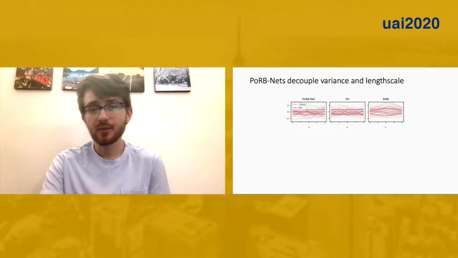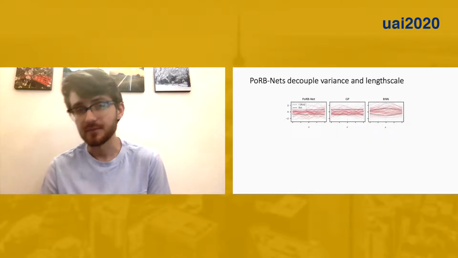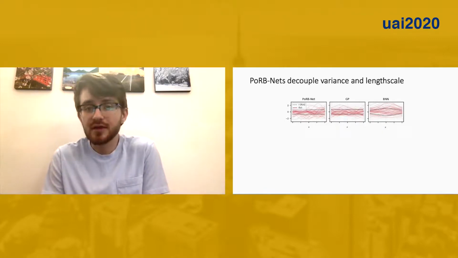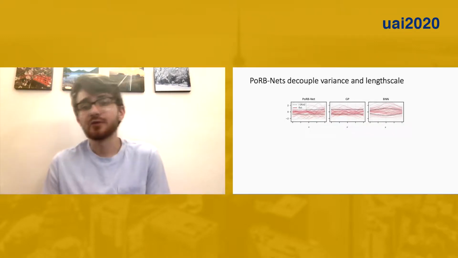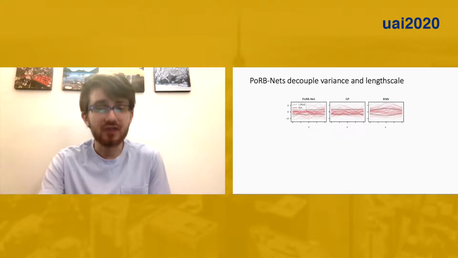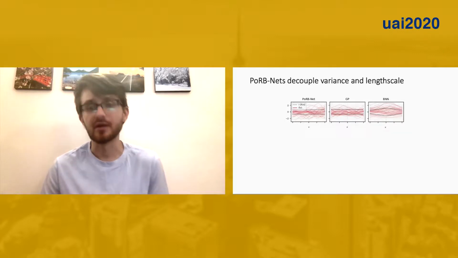For comparison to PoRB-Net, we have a GP with an RBF kernel and a BNN with a Gaussian activation function. Notice the variance of PoRB-Net and the GP is nearly constant over the input space, while the variance of the BNN concentrates near the origin. The BNN also has a smaller length scale near the origin. How the variance and length scale of the BNN change over the input space will depend on the activation function, but it won't be stationary.